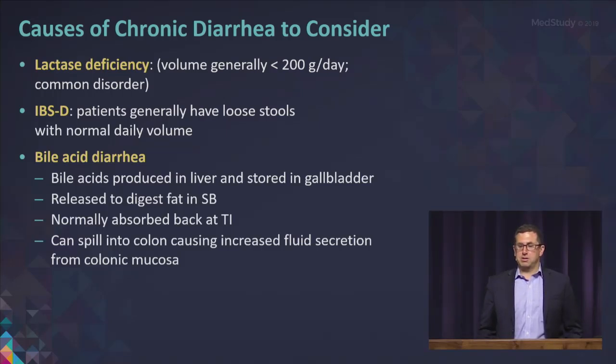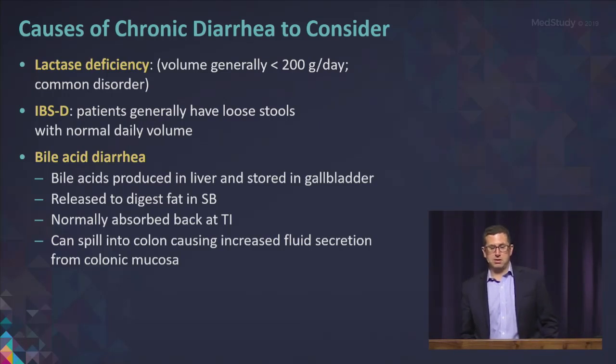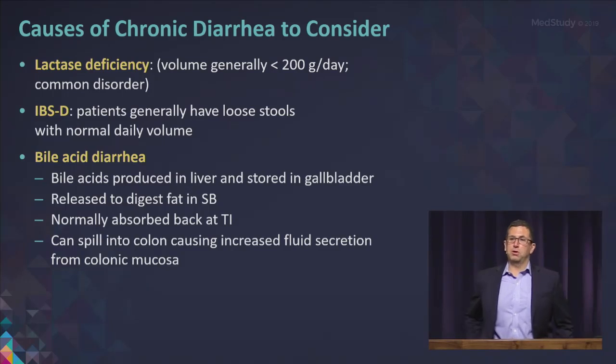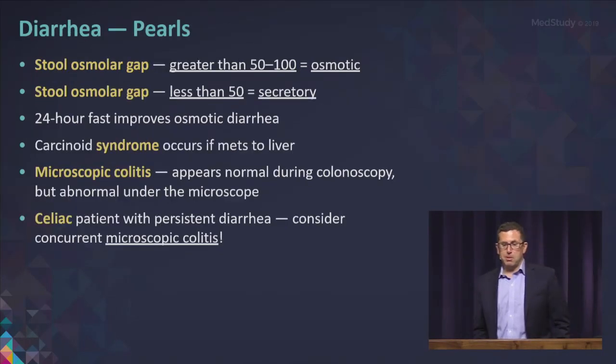Remember that bile acids are produced in the liver and stored in the gallbladder, and they're released to digest fat in the small bowel. They are normally absorbed back up at the TI, and then they have their enterohepatic circulation. However, they could spill into the colon, and they could actually act as secretagogues, where they will increase fluid secretion from the colon. So bile acid diarrhea is becoming more recognized as a cause of chronic diarrhea, mainly from colonic secretion of fluid.